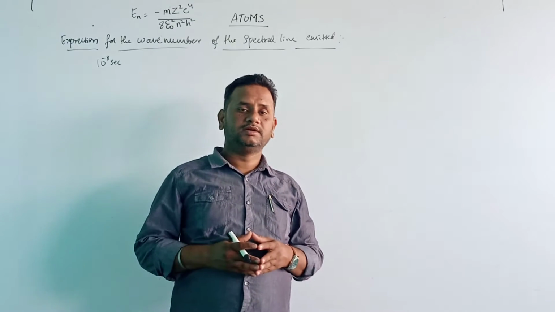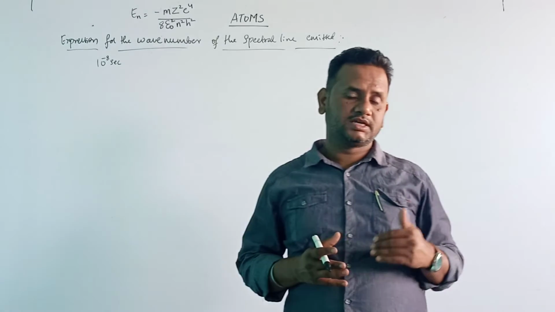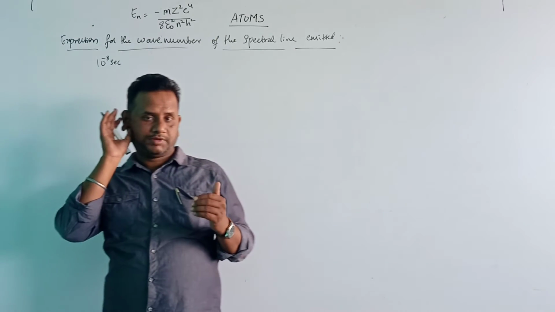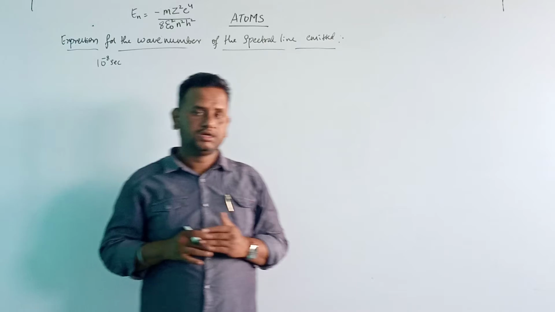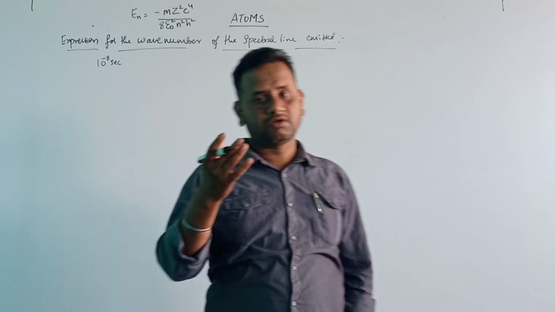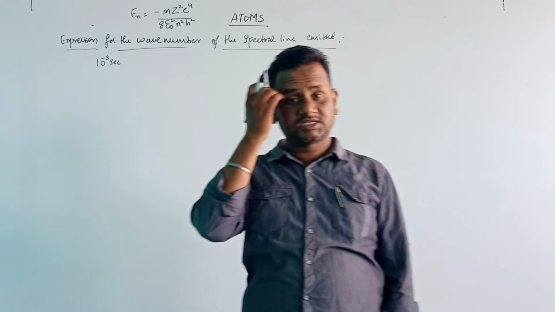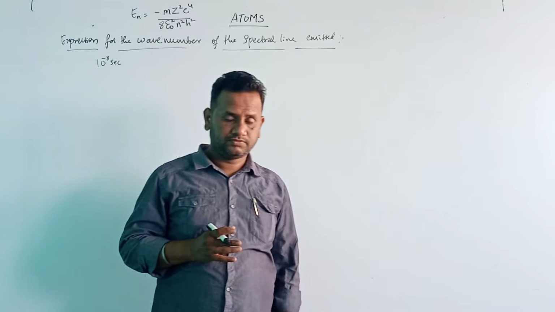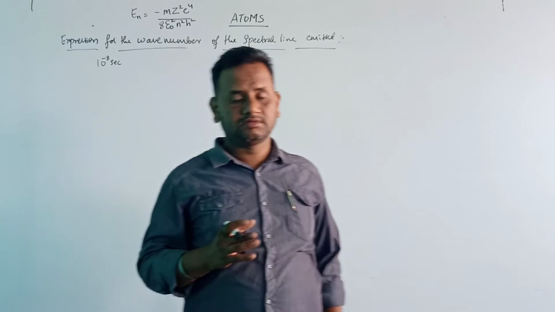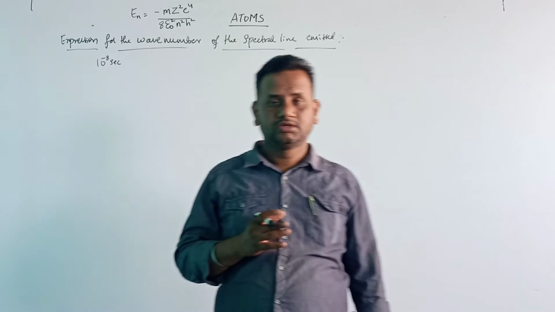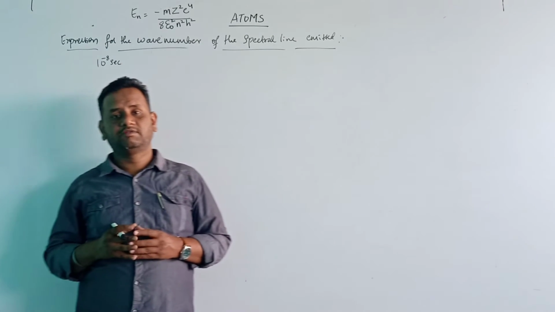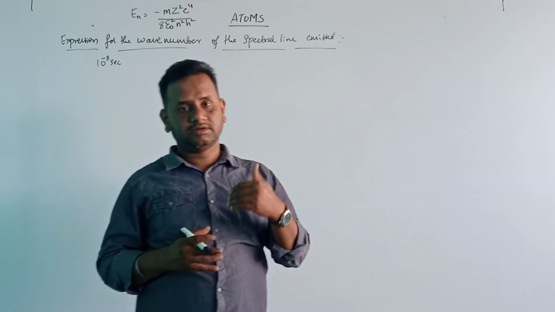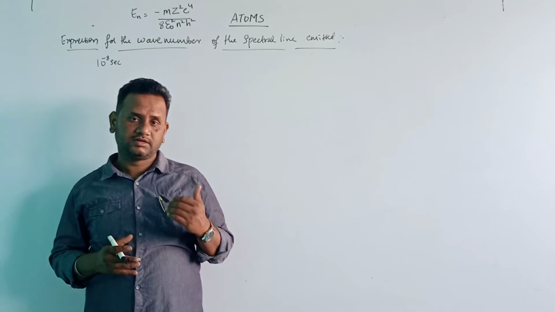So what I am going to say is that when this electron takes a transition from a lower orbit to a higher orbit, and after that comes from the higher orbit to the lower orbit, during this transition there will be some emission of radiation. During the transition process, the difference in the energies will be the radiation emitted by the electron while taking the transition.